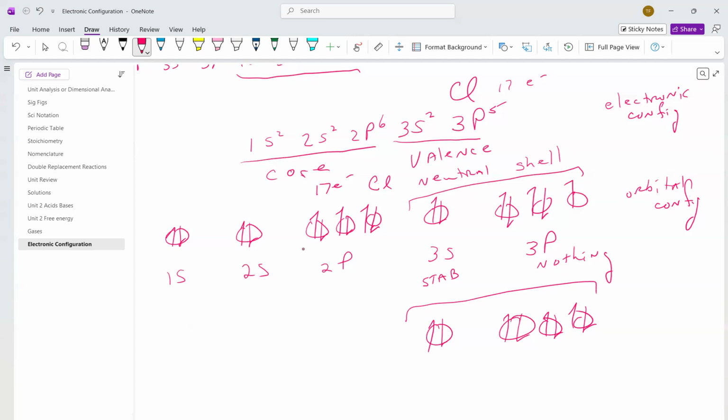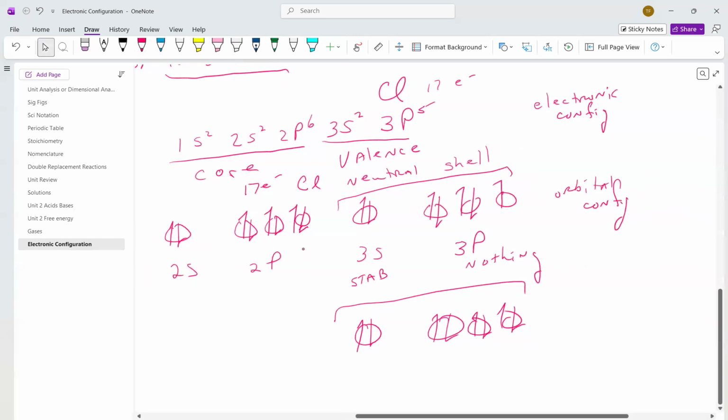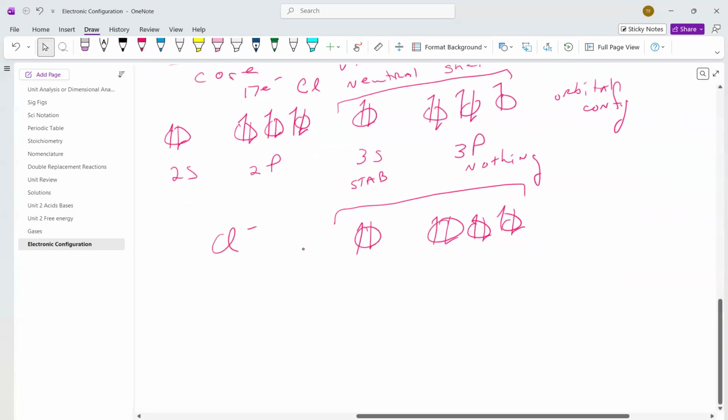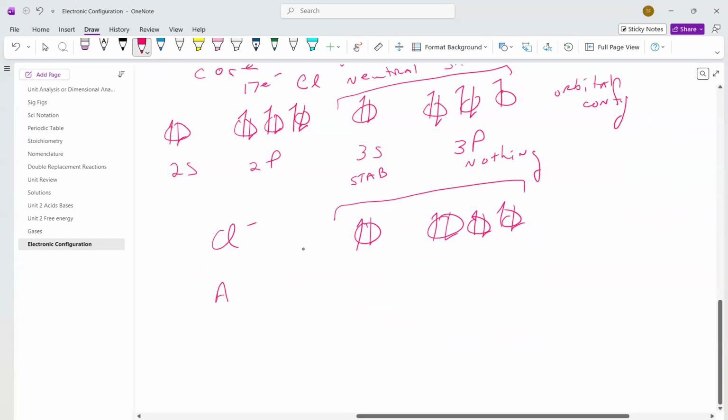All the metals like to get rid of electrons. All the non-metals like to gain electrons. So they're isoelectronic with the noble gas. So that's chlorine that becomes chloride once we add an electron. So let's look at argon.